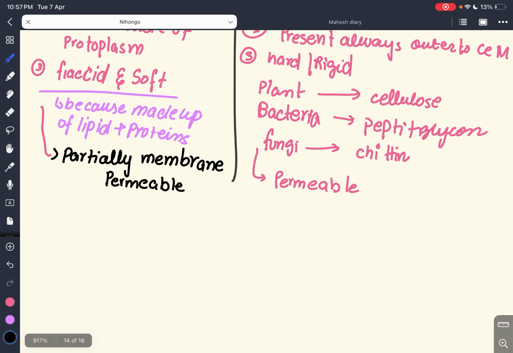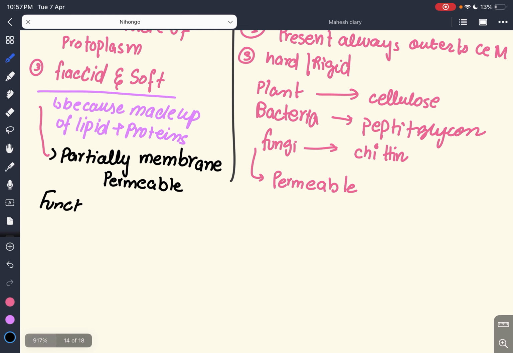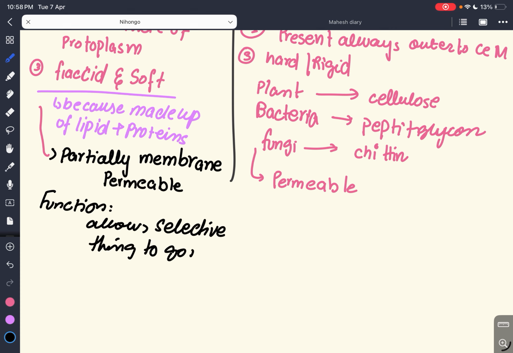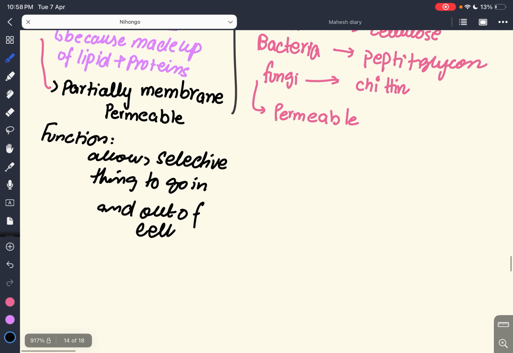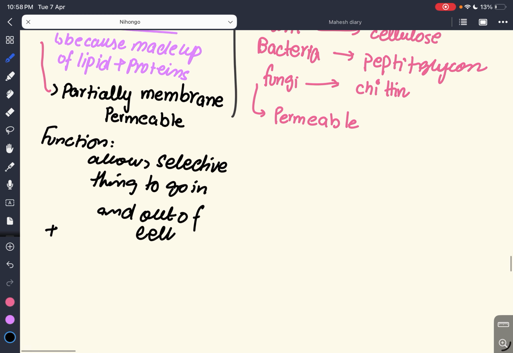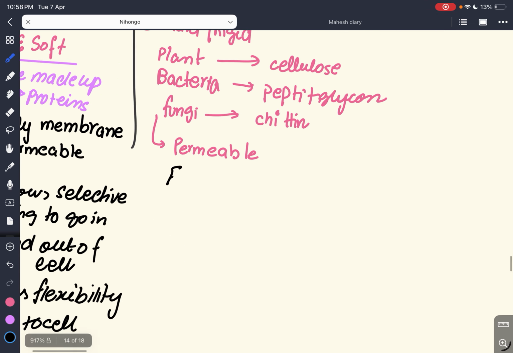Now let's move towards its function. What is its function? The function is that it allows selective things to go in and out of the cell, plus provides flexibility to the cell. We'll learn about these functions अभी एक मिनट में.